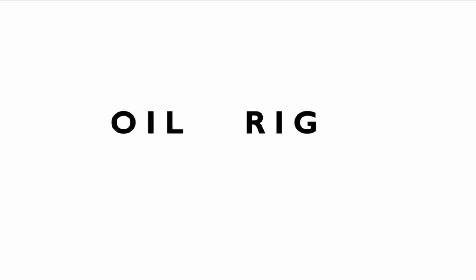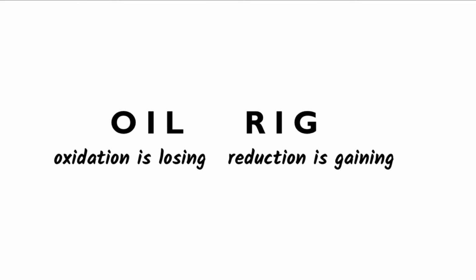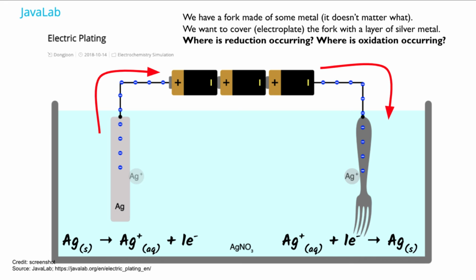And remember, OIL RIG. This is a great mnemonic to remember, oxidation is losing, reduction is gaining electrons. So that should give you a little hint there as you think about this. So over on the side where the silver metal, solid metal is, that's going to be oxidation. The silver atom is losing an electron, OIL, losing an electron, to become a silver ion. Over here on the right-hand side is going to be reduction. That's where the silver ion is gaining an electron to become the neutral silver atom.